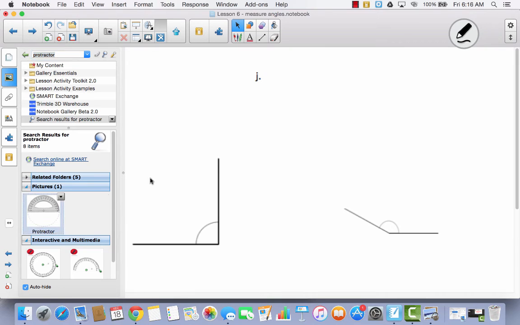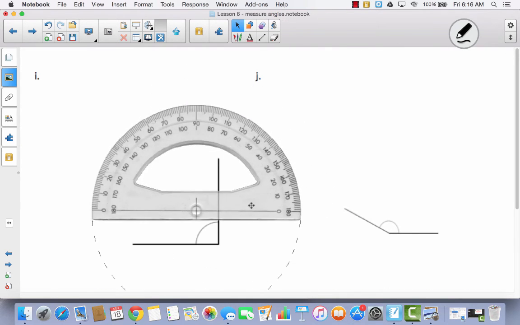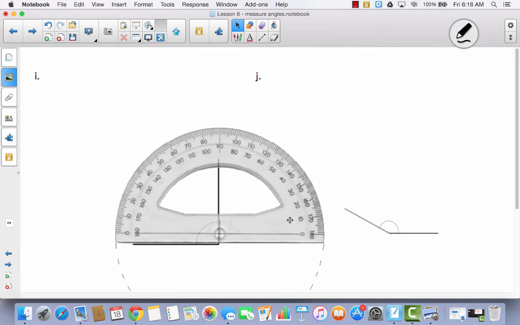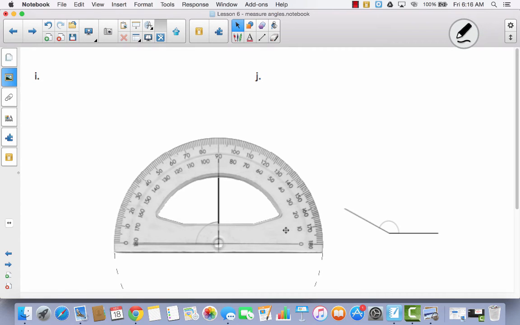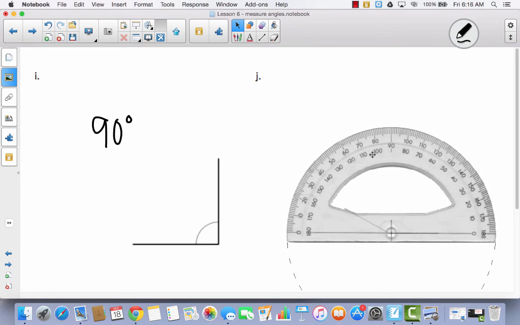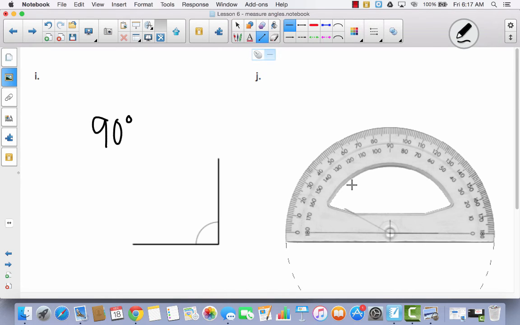Okay, so let's get our protractor out. Again, I want you to try to practice to measure these two by yourself and see what you get, and then come back and compare with what my answers are. Okay, so angle I here is exactly 90 degrees. And J is obtuse, so I know that whatever my measurement is, it has to be greater than 90 degrees. Now, this is too short for me to try to guess, so I'm going to go ahead and extend this ray.